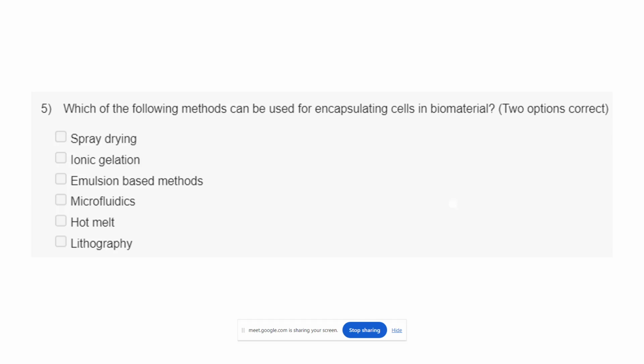But in the others, spray drying, hot melt, all of these, heat is involved that might be detrimental for cells. And emulsion based methods use high mechanical agitation to create the emulsion, which can also be disruptive for cells. So other methods cannot be used, and ionic gelation and microfluidics are the appropriate methods for encapsulating cells.